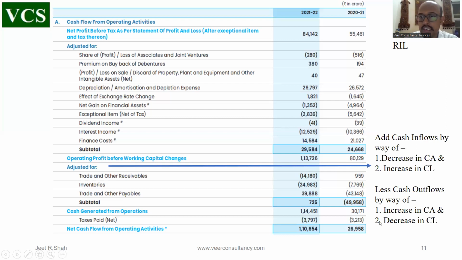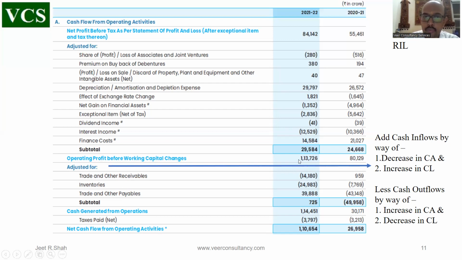So when you say there is an increase in current assets, suppose stock has increased, how does stock increase? When the cash has gone out. And then you say decrease in current liabilities. Now why is it a cash outflow? Because suppose creditors decreased, it means you have paid them, so cash has gone out. So after operating profits before WC changes, you are going to do adjustments for working capital and find out how much amount you have generated from the operations after investing back in the working capital.